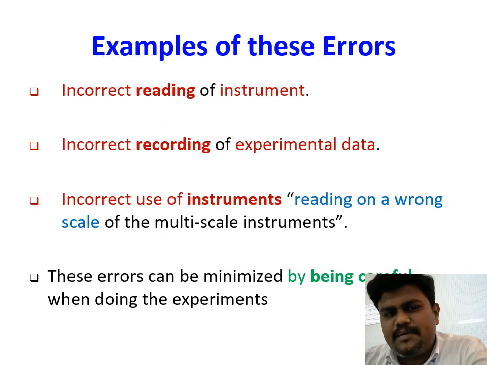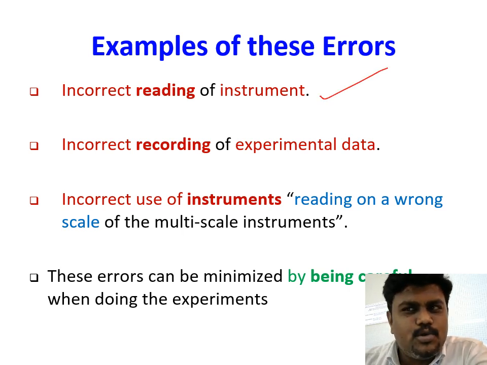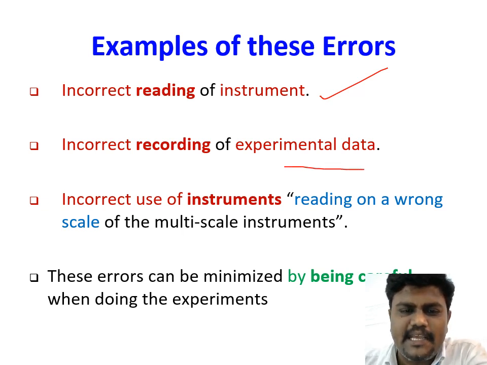For example, incorrect reading of an instrument. Over a period of time, he is reading the same sort of instruments, doing it with the same set of equipment to be measured. So there may be a chance of reading an incorrect value, incorrect recording of experimental data, incorrect use of instruments, or reading on a wrong scale. These are all possible causes of gross error.